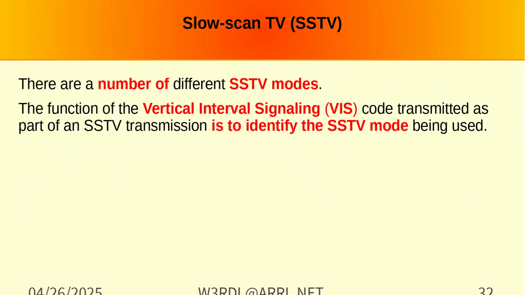There's different modes, and they use the VIS or vertical interval signaling space in between the frames to transmit a code that identifies to the receiving station what the mode is.